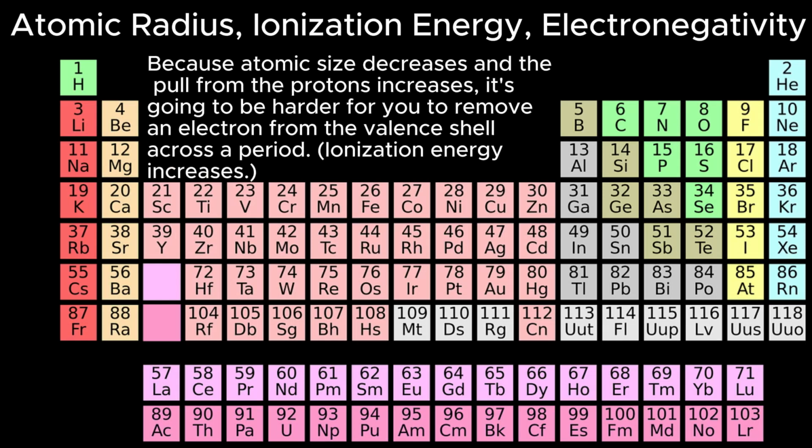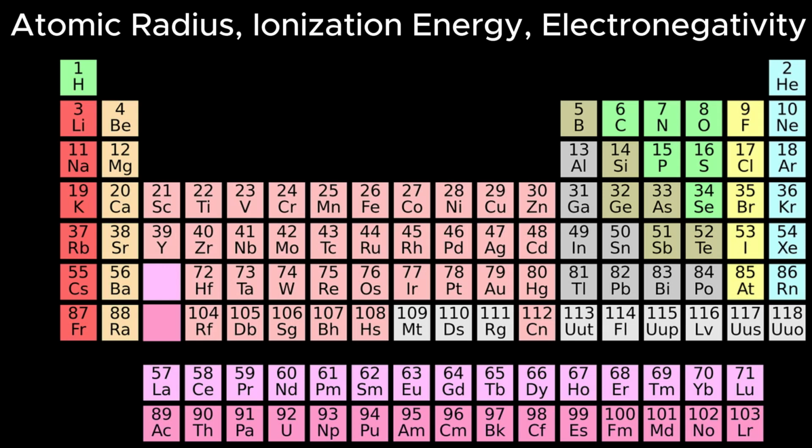Now, across a period, we know that the Zeff, the effective nuclear charge, gets bigger. And because the effective nuclear charge is bigger, it would take more energy to remove an electron across a period because the attraction is stronger.